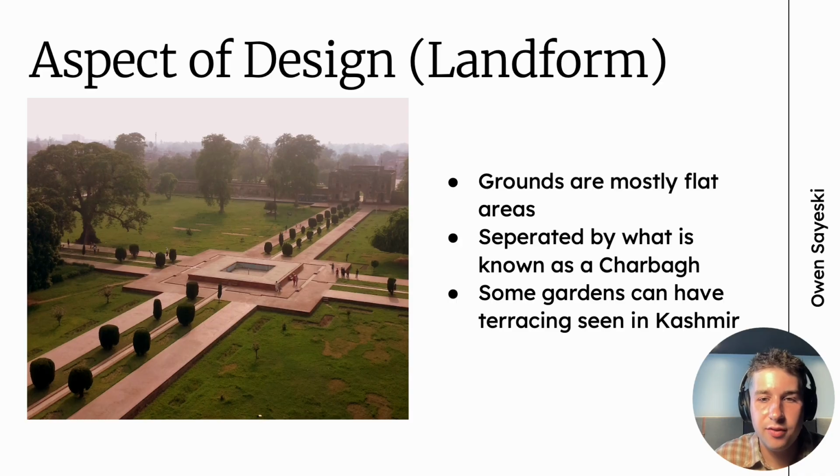The next slide I have here is aspect of design. Most of the grounds for these Mughal pleasure gardens are flat. They're separated by what is known as a charbagh, and I'll talk about more of the symbolism of this later. But in the image on the left, you can see that there's four streams that lead into a box, and that's exactly what a charbagh is. Some gardens can have terracing and levels, as seen in some of the gardens in Kashmir, but for the most part, these Mughal pleasure gardens are very flat.